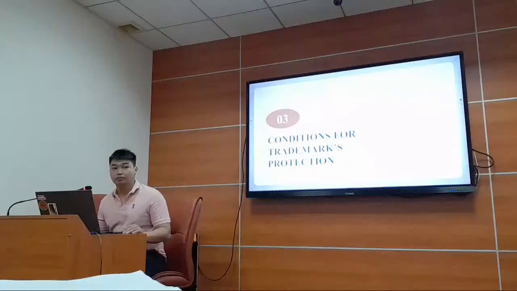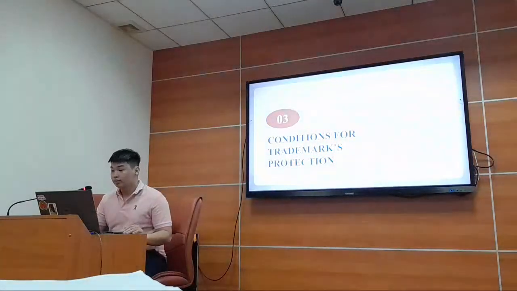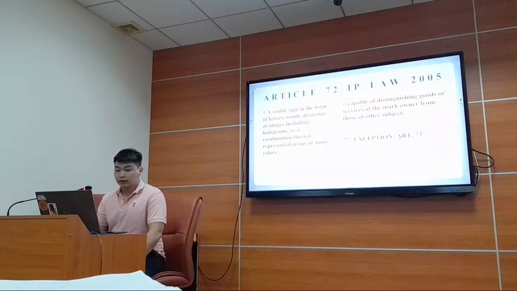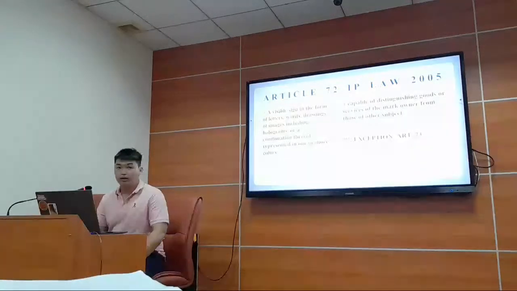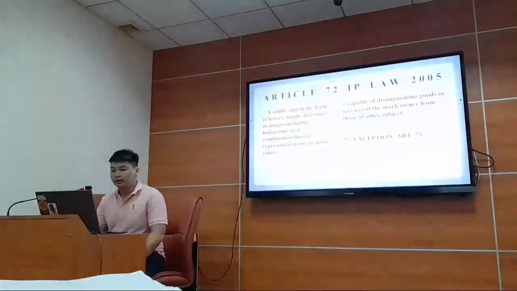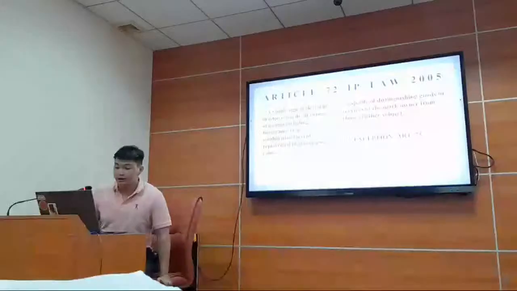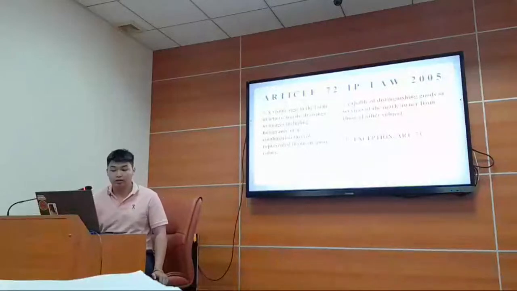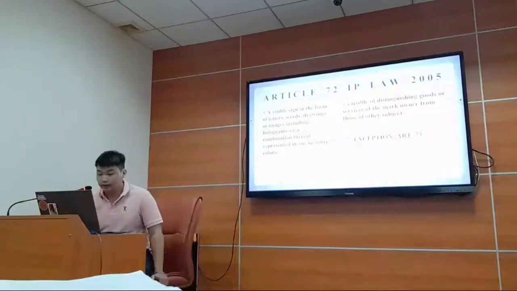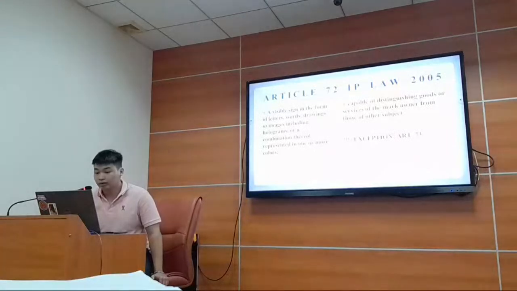Good morning, everybody. So as I start, I continue with this. The trademark protection starts in Article 72, IP Law 2005. It stated that for the protection, it must satisfy two conditions. The first condition is a visible sign in the form of letters, words, drawings, or images, including holograms or a combination thereof, represented in one or more colors. And second is being capable of distinguishing goods or services of the mark owner from those of other subjects.